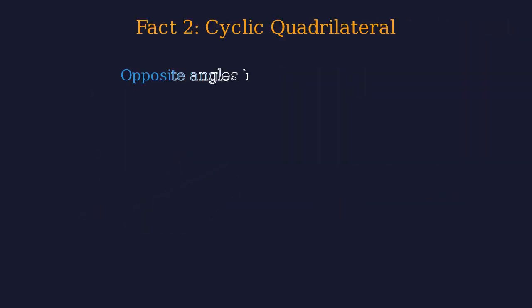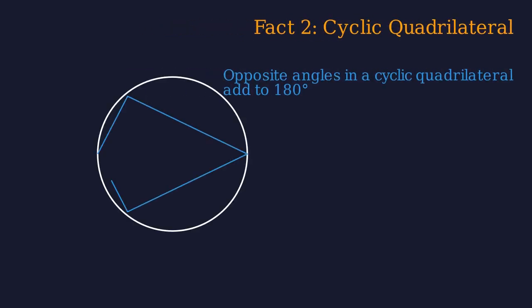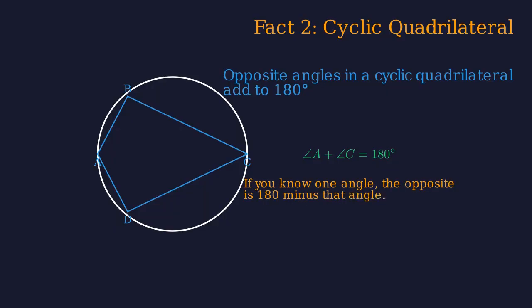Fact 2, equally important, opposite angles in a cyclic quadrilateral add to 180 degrees. If ABCD lies on a circle, then angle A plus angle C equals 180 and angle B plus angle D equals 180. A quick reason, 2 angles subtended by supplementary arcs must sum to a straight angle. Practically this means if you know one angle in a cyclic 4-sided shape, the opposite angle is 180 minus that angle.